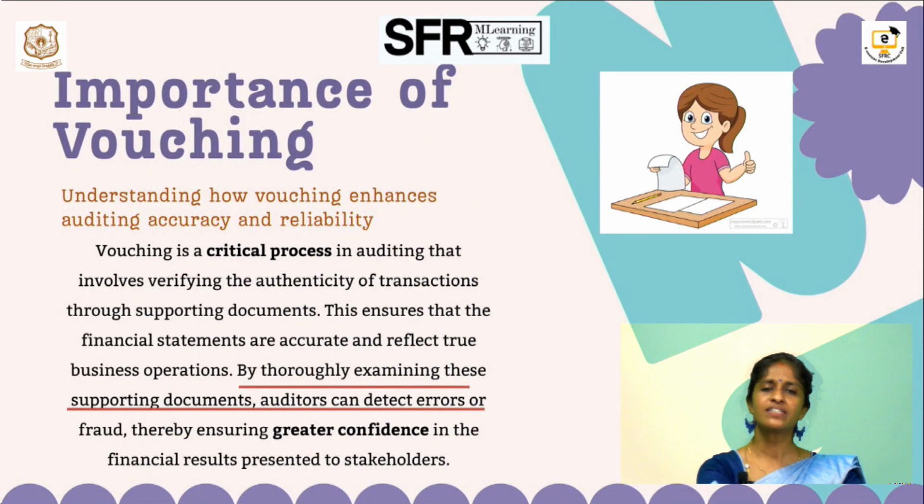And what is the purpose or importance of auditing, or importance of vouching? Here vouching is verification of documents. Whatever is entered in the financial statement will be verified with proper vouching. So, everything will be counter checked with the vouchers. Vouching is a crucial process, that is, an important process in auditing, which involves verification of the authenticity of transactions through supporting documents.